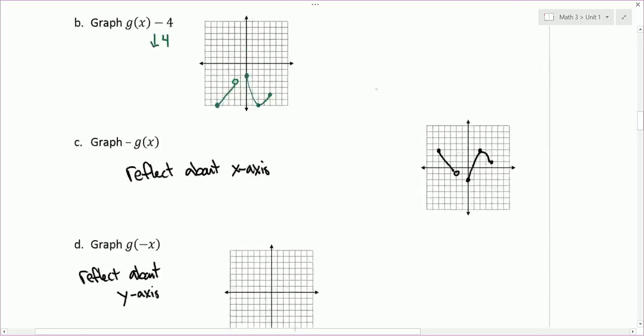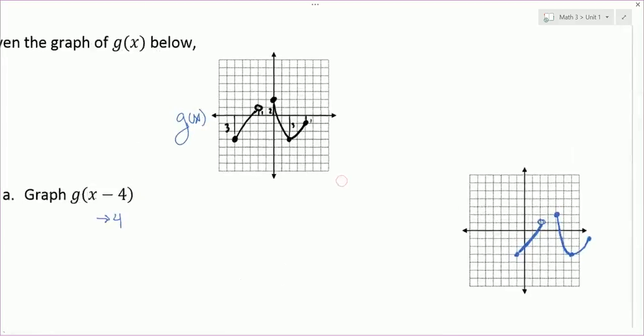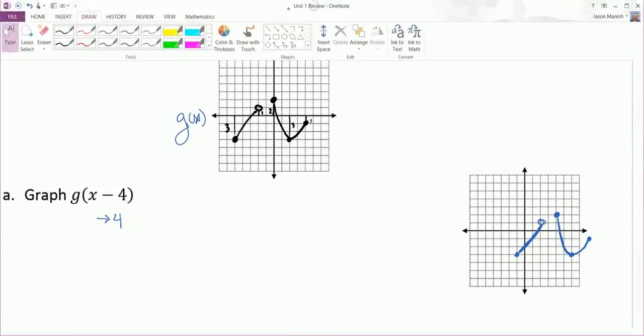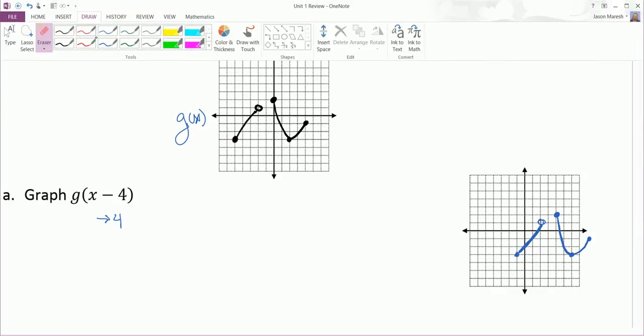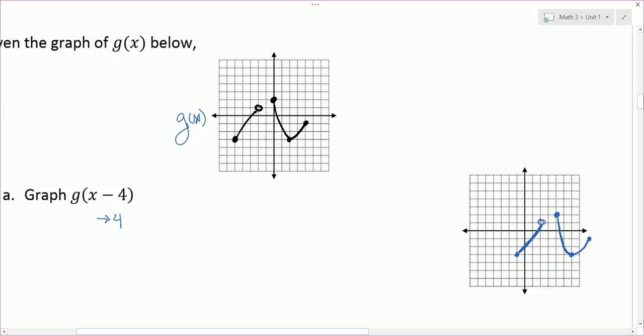So you want to go back to the original function, and this time you're going to look at how far each of those points are, not from the x-axis, but from the y-axis. If a point's on the y-axis, it stays on the y-axis. This point right here is 2 units to the right, so we're going to move it 2 units to the left. This one right here is 4 units to the right, so we'll move it 4 units to the left. Same height. The height doesn't change. This is 2 units here. This one is 5 units.